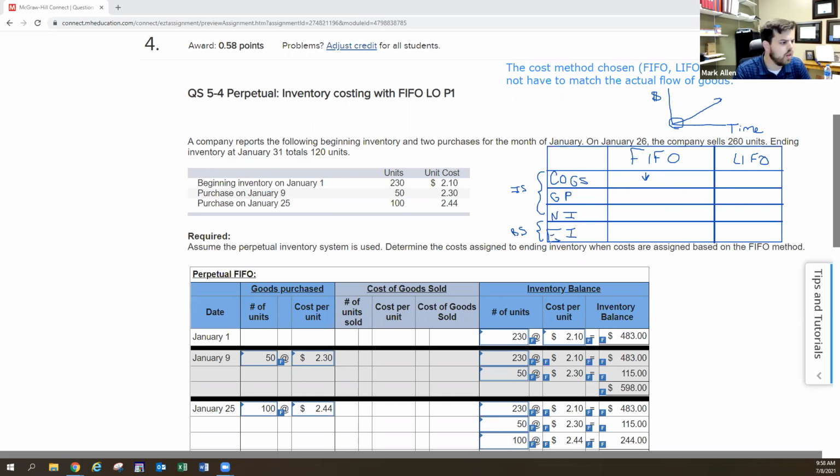And if we recall that my formula for gross profit is net sales minus cost of goods sold equals gross profit, and we just said that cost of goods sold is lower under FIFO, well, net sales hasn't changed. I'm subtracting a smaller number, which means that gross profit will actually be higher.